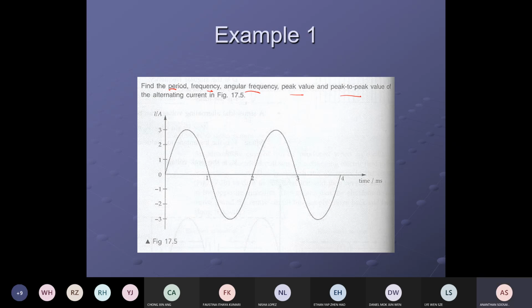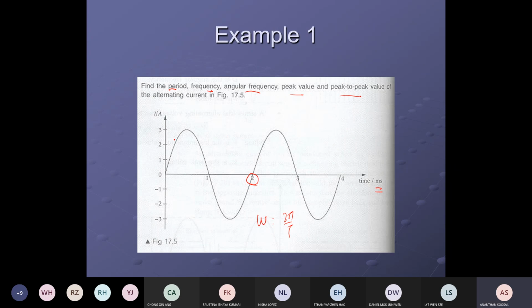Okay, so hope you are halfway of doing the question. Another 1 minute. So period is easy, right? It's 2 milliseconds, right? So yeah, period is 2 milliseconds. Frequency is 1 over the period. Angular frequency, right? 2 pi over T can give you angular frequency. Just change the period to second.